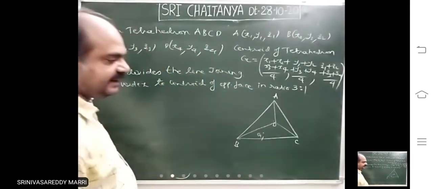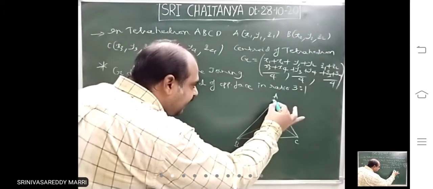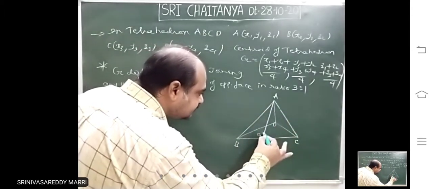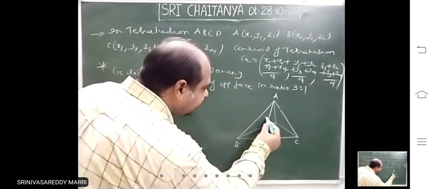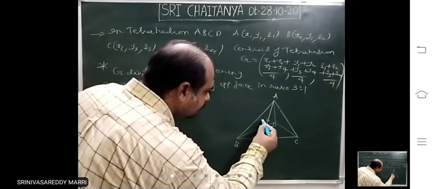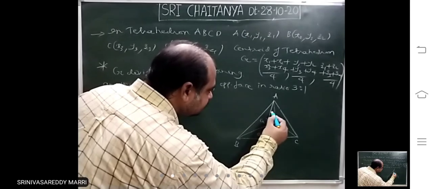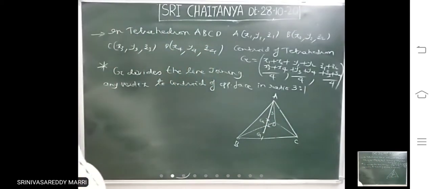What happens is, look, triangle BDC, take its centroid, let us say G1. The centroid will be inside, G1. If you join this vertex A to the centroid of the opposite face, then the centroid of the tetrahedron G will lie on this line, and it divides in the ratio 3 is to 1. That is a geometrical property. No need of proof for this. 3 is to 1. It divides in the ratio 3 is to 1.